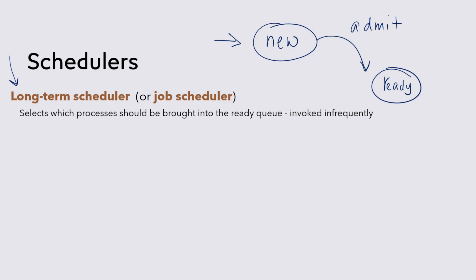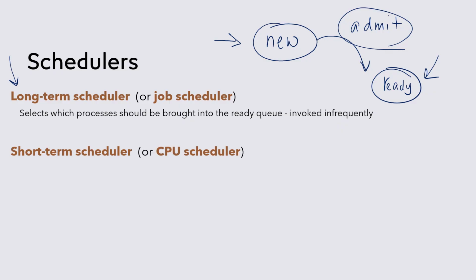This does not happen very often nowadays, because we have so much RAM that there's usually space. But the long-term scheduler needs to kick in because in order for a process to be ready, it needs to be loaded into memory. So it is going to activate the memory manager to help locate and allocate memory for a program that has become a process and needs to be admitted into the system.